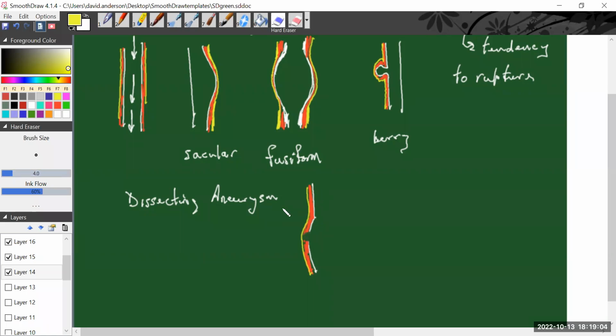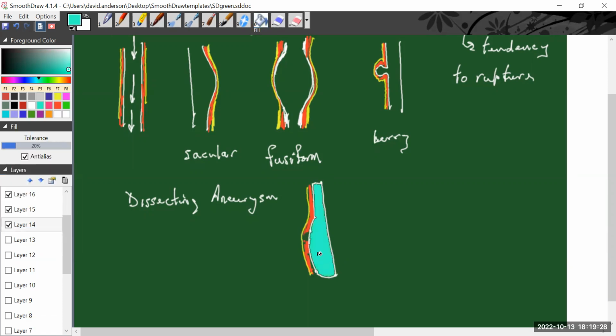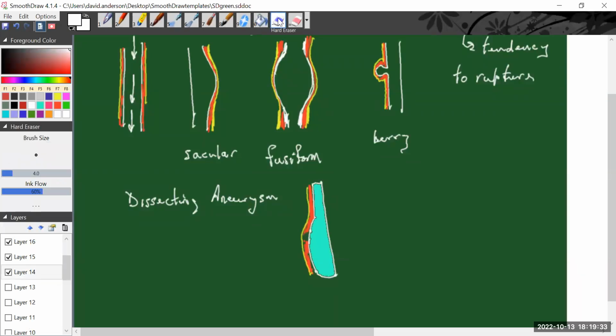But what's going to happen is the blood, so I'm going to make the blood green, and I'll show you why in a minute here. Let me get the other side of the blood vessel in, and I'm going to close it off. Okay, and then we're going to fill it up with turquoise blood. So that's the blood that flows in our blood vessel when the intima is intact and the media is intact.